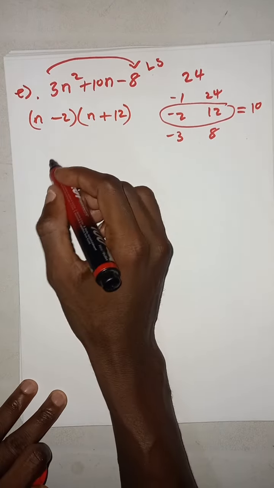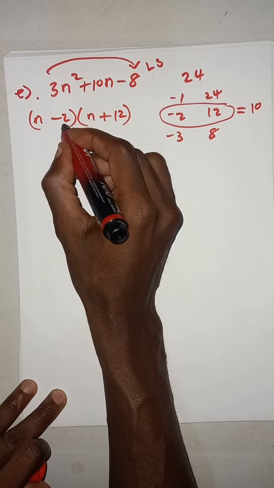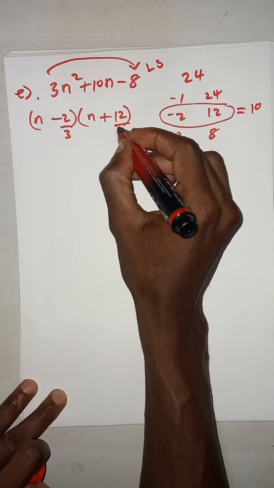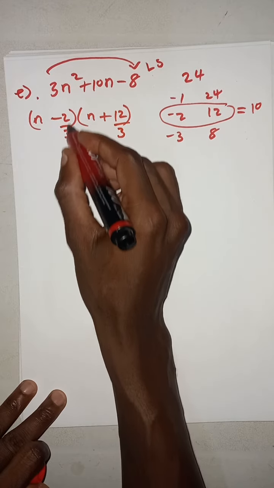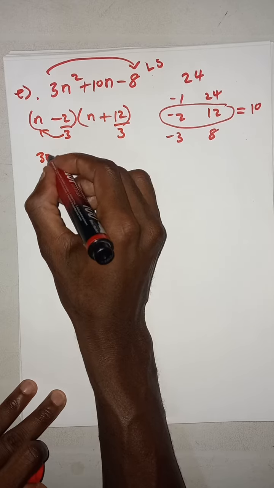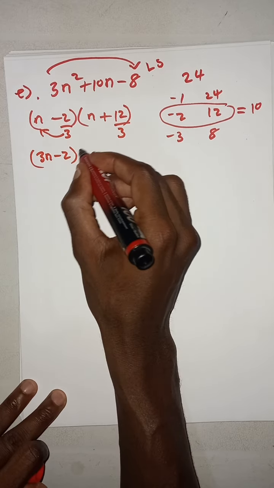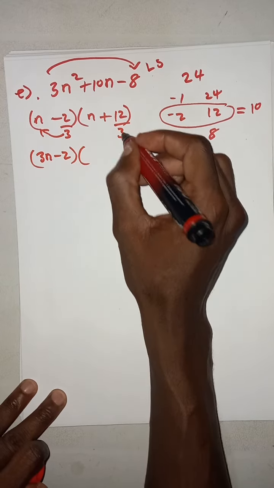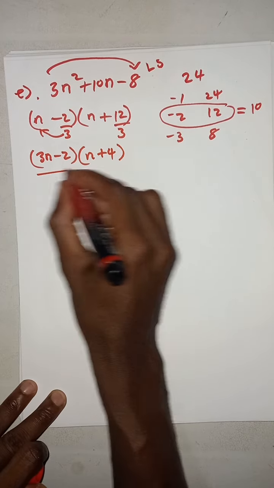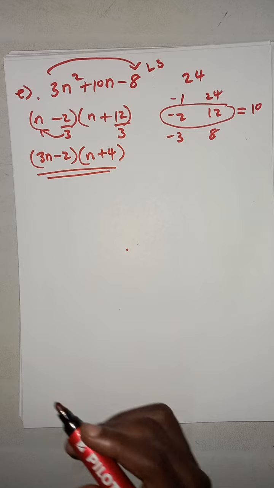Next, I need to divide. So if I divide this one by 3, it will change. This one by 3, it will change. So this one is not divisible. It means it goes back. It means I'll have 3n minus 2. And then 12 divided by 3 is 4. It means I have n plus 4. That's my answer.